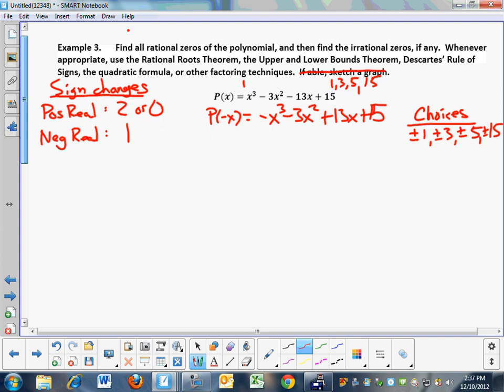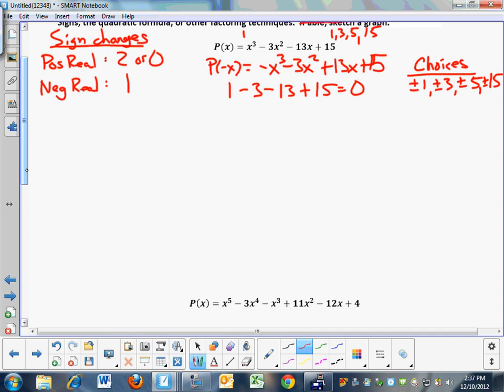All right. What would you like to try? 1. Okay. So we plug in 1. If you plug in 1, you get 1 minus 3 minus 13 plus 15. 1 minus 3 is negative 2, minus 13 is negative 15, plus 15 is 0. So 1 is a solution. What do I do next? Synthetic divide.